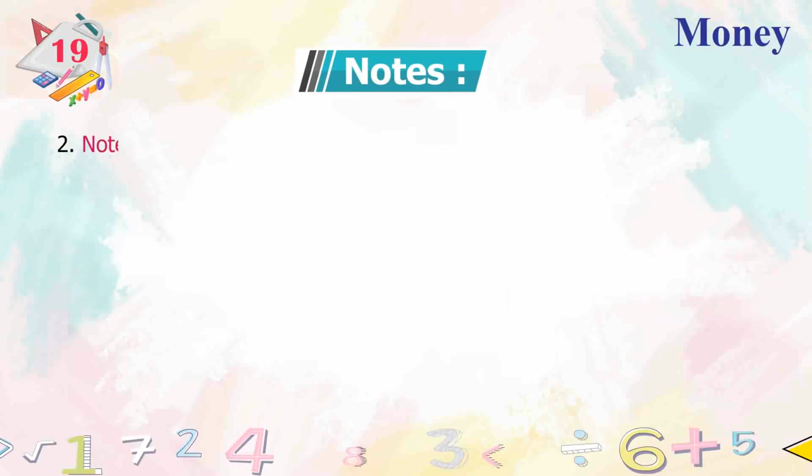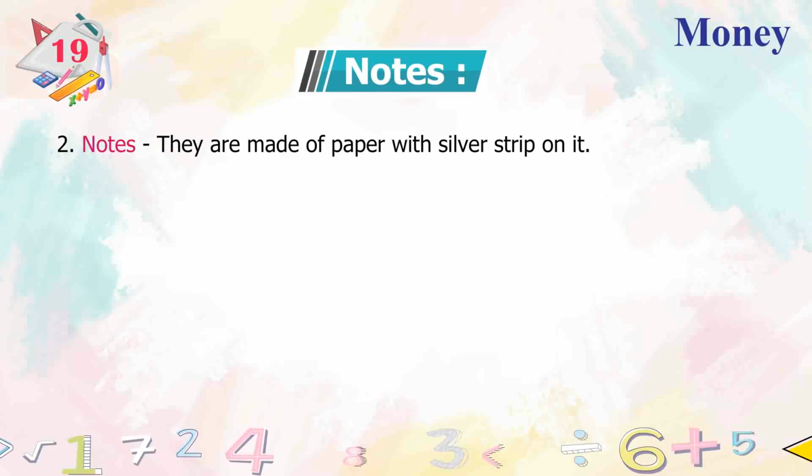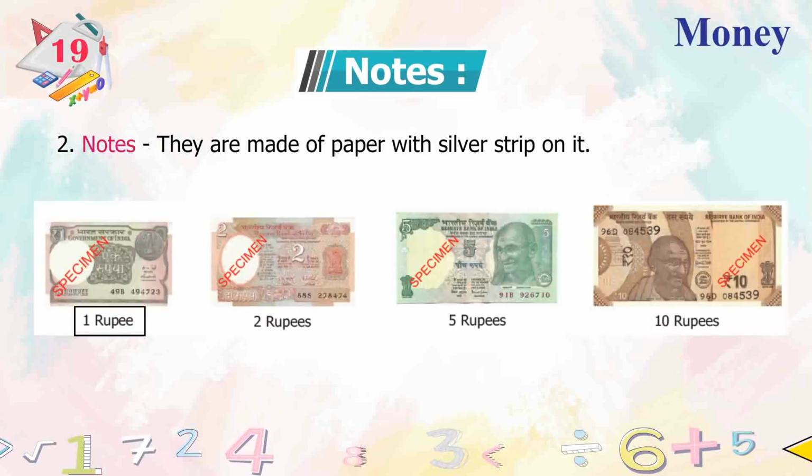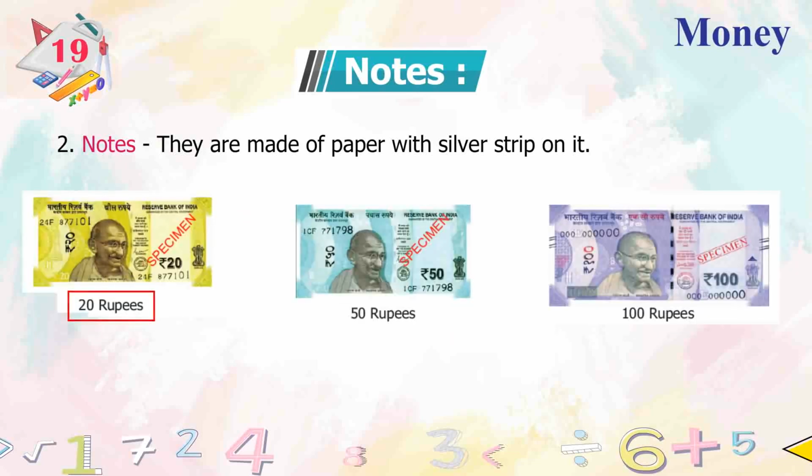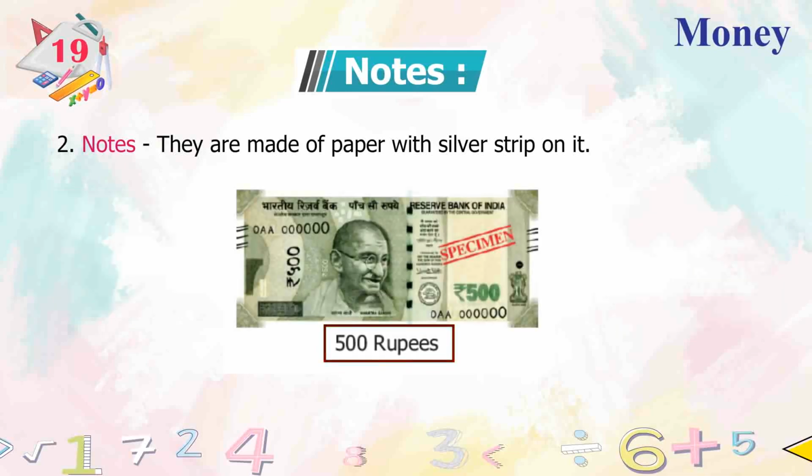Notes. 2. Notes, they are made of paper with a silver strip on it. 1 rupee. 2 rupee. 5 rupee. 10 rupee. 20 rupee. 50 rupee. 100 rupee. 500 rupee.